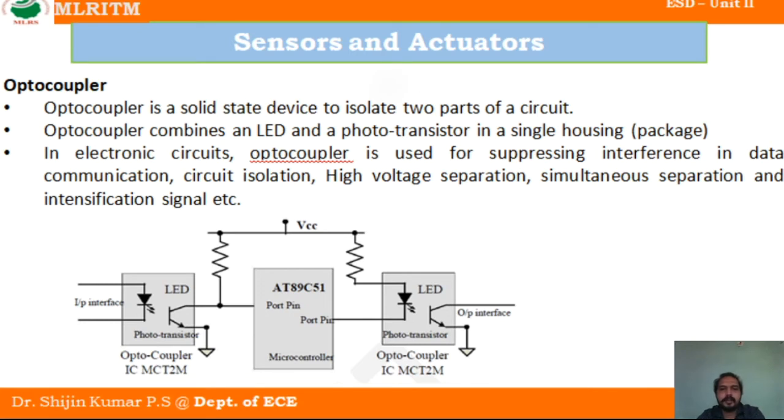Next device is optocouplers. Optocouplers are devices that we use to isolate electric or electronic circuits, or to isolate input from output. In most embedded systems or electronic devices, we will be giving input and we will be taking output.